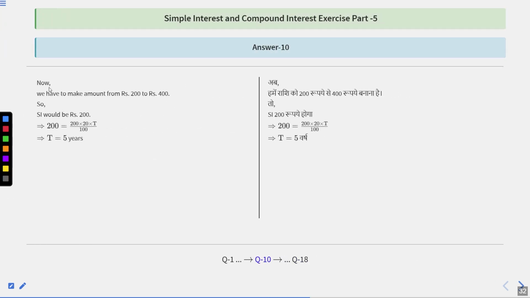Now we know the rate of interest. We have to make the amount 200 into 400, so the SI would be 200. So SI will be 200, principal is 200, rate of interest is 20%. So we need to calculate the time T upon 100. So T is 5 years. Clear? Next one.